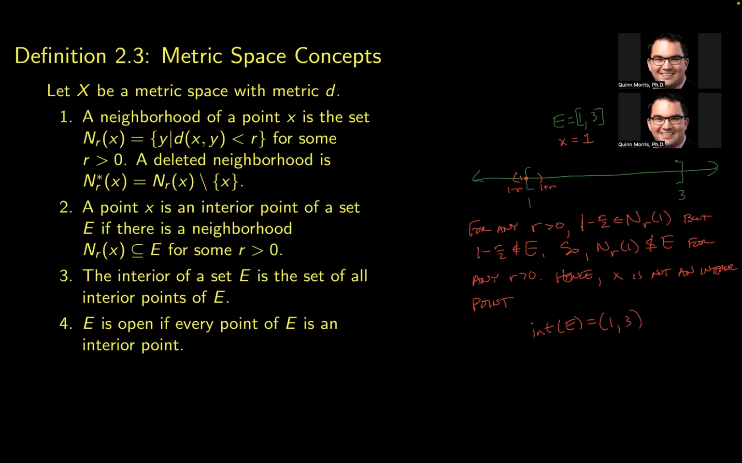Number 4: E is called open if every point of E is an interior point. So again, you might have heard the terminology like the open interval (a, b), meaning that interval is open. Every point of that interval (a, b) is an interior point. But by definition, if you're looking at a set and trying to figure out if it is open, the question you need to ask yourself is: is every point an interior point? If it is, then it's open. If it has any point that's not an interior point, then it's not open.